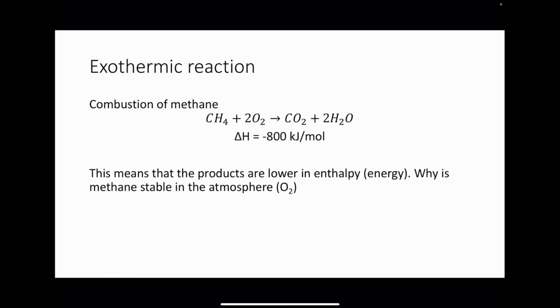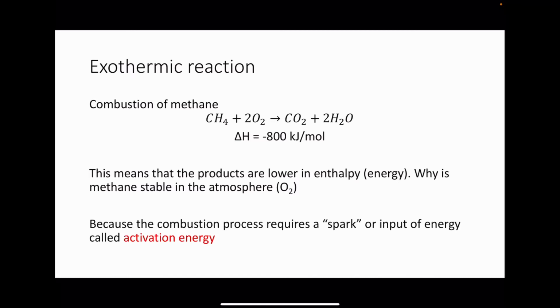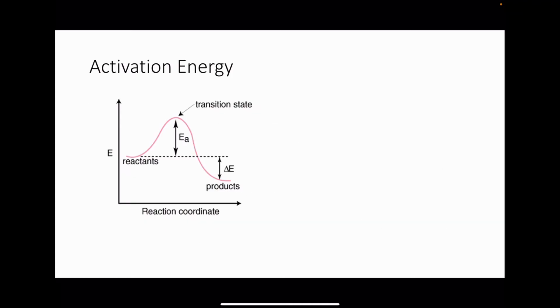And so, as we were just saying, the products are lower in energy than the reactants. So why is this stable? It's because we require a spark. We have to light a fire. We have to start the combustion process. And we typically call that the activation energy, and that's related to the kinetics. So delta H, or enthalpy, is related to the thermodynamics.